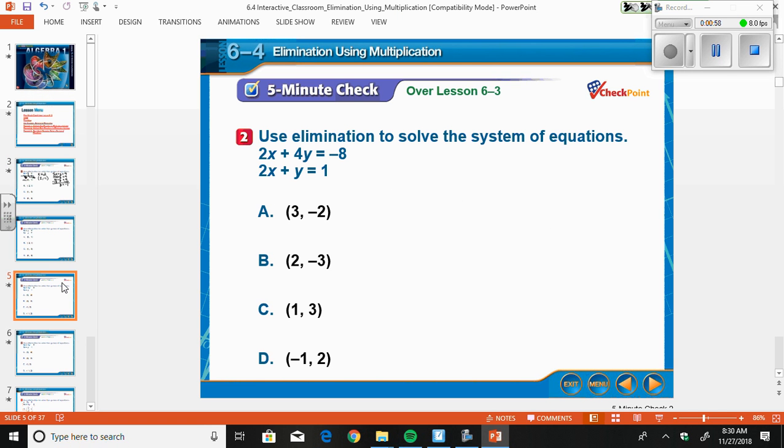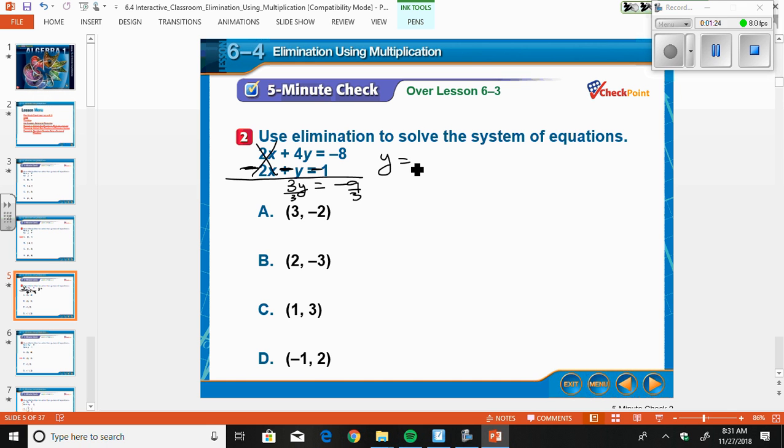So we're going to use elimination to solve the systems of inequalities again. Here, I do not see one that can go away really quickly without first subtracting. So I'm going to subtract. If I subtract the 2, I have to subtract the y, I have to subtract the 1. So these go away. I'm left with 3y equals -9. Divide by 3 on both sides, I get y equals -3.